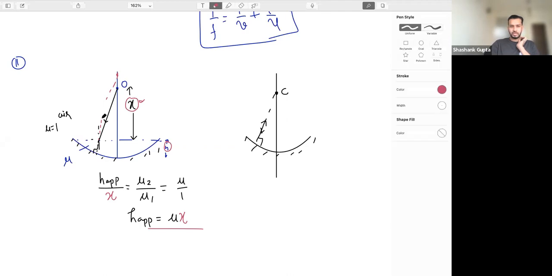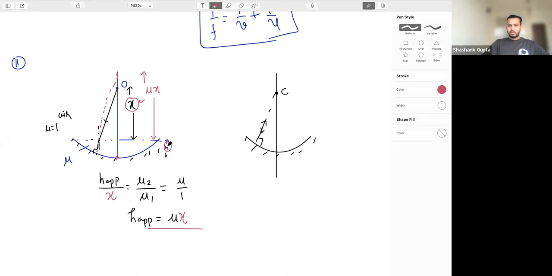Everyone is getting this idea, what I'm trying to say? It is exactly the case of a swimming pool and the person who is seeing it from above, right? So can I say this thing? It is mu into x. If this is mu into x, from where? It is from here. So this will be mu into x.